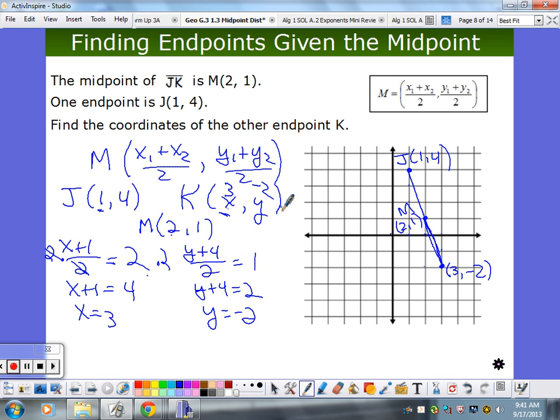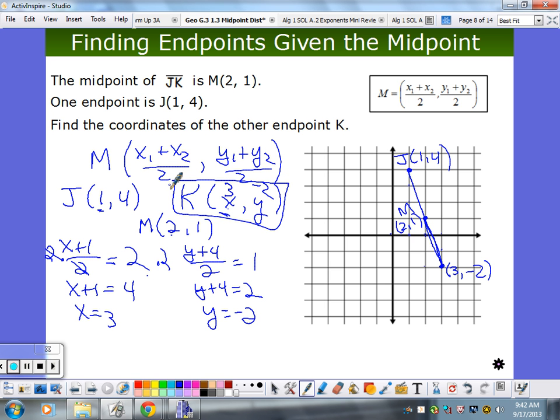It's the same thing that you got using slope. So it works. Either way works. But this is kind of nice. Pure algebra. I don't need the picture if I don't want it, or I don't want to use that, and the algebra will get me there. So 3, negative 2 will be the other one.